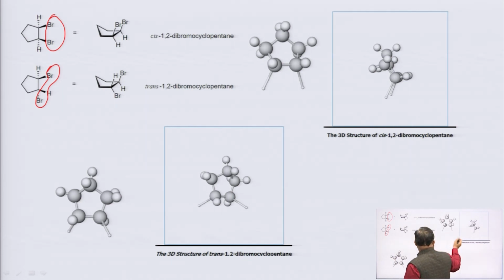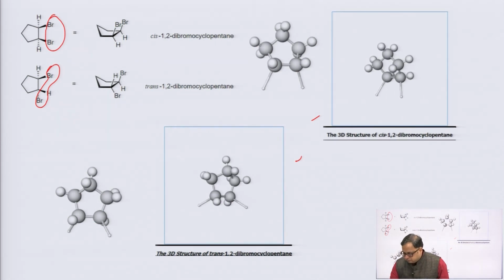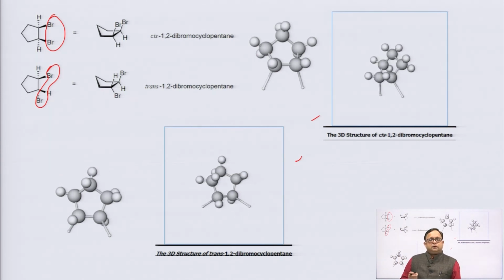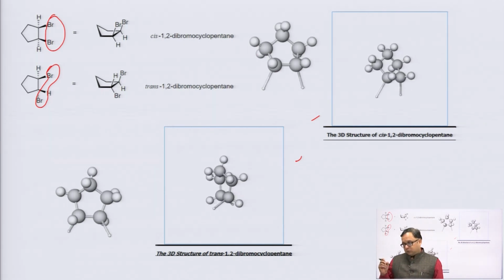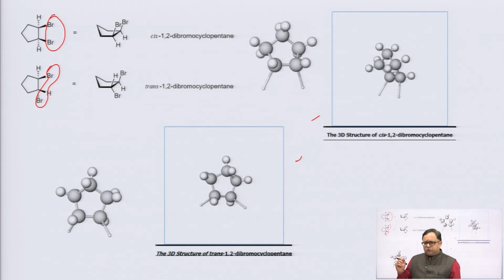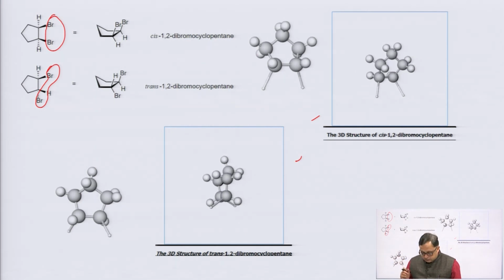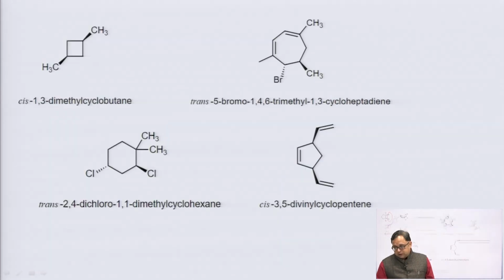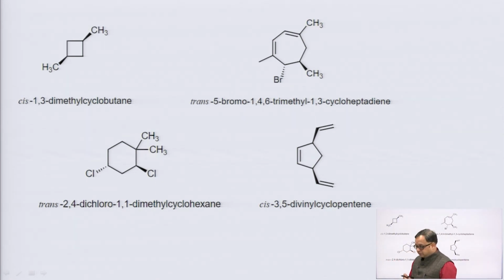I am representing these two structures with the help of a short video, just have a look over it. In this video, it can be easily seen that these two bromo substituents are lying one above the plane and one below the plane. So, if they are present on opposite faces, they are considered trans. If they are present on the same face, they are considered cis.